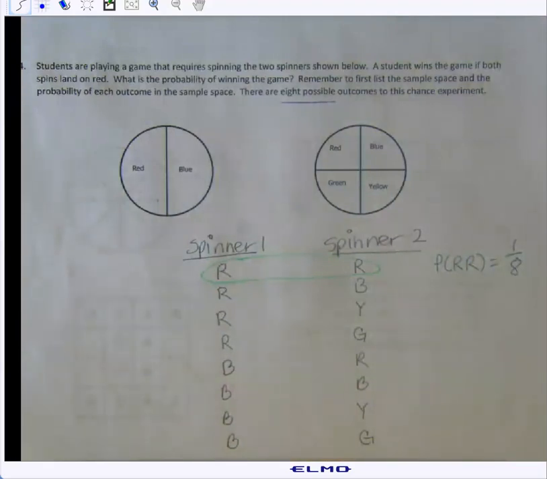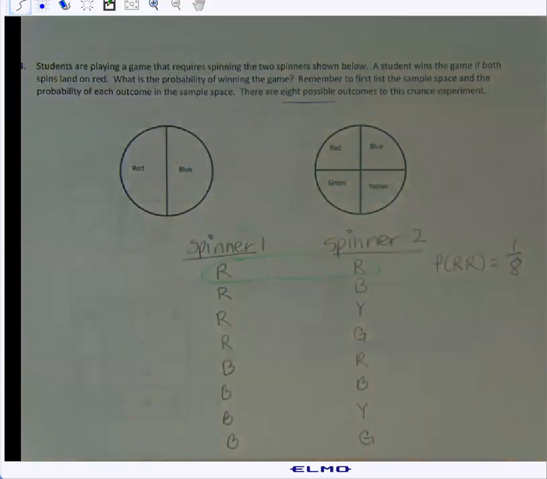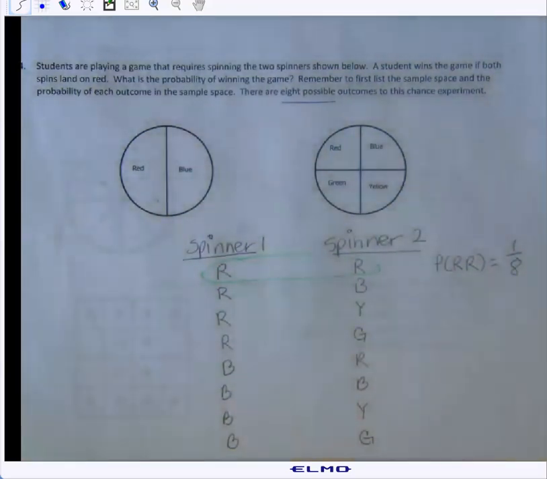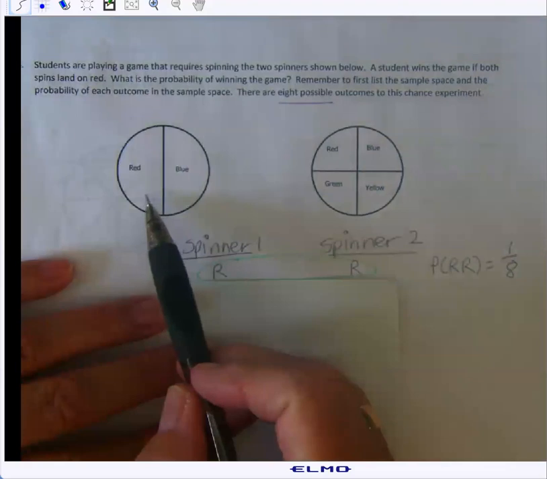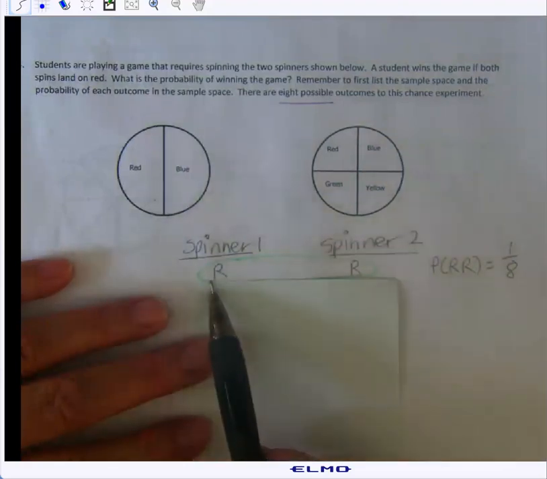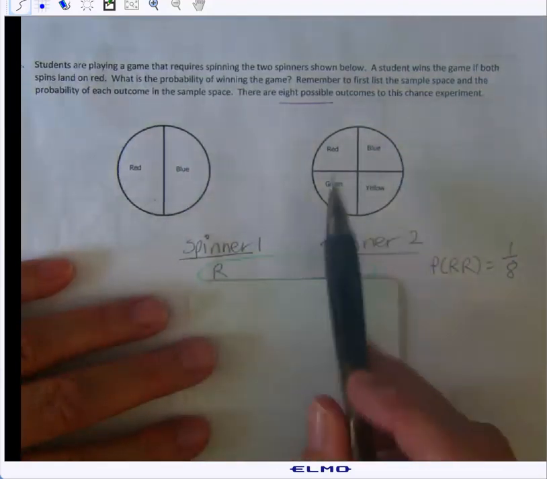Because like I said, you want to be very methodical about it. Okay. Otherwise you get confused. So let me get a little sticky note. There we go. So we're going to just start with the first spinner. If the first spinner lands on red, what could happen on the second spinner?